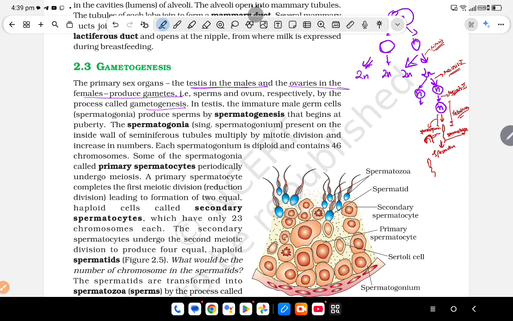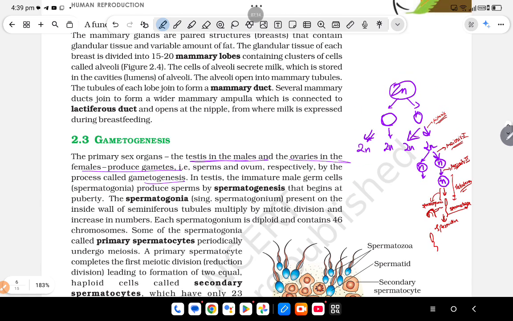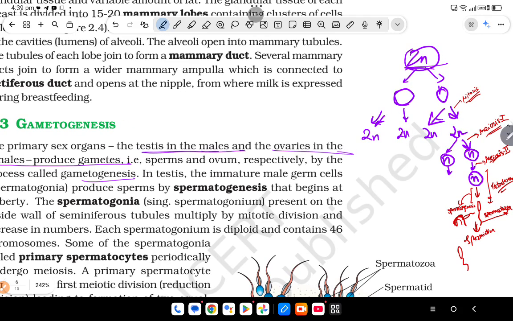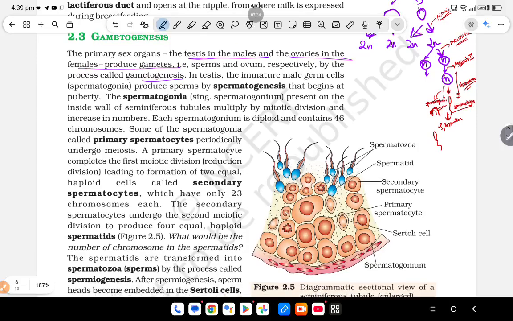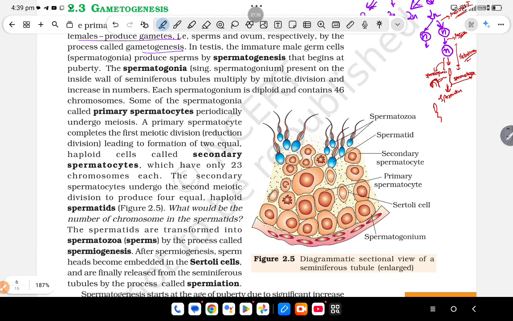They multiply by mitotic division and increase in number. See, this is the spermatogonia, 2n, and it increases in number by mitosis, and each spermatogonia is diploid, containing 46 chromosomes. Some of the spermatogonia, called primary spermatocytes, periodically undergo meiosis, and the primary spermatocytes complete the first meiotic division, leading to the formation of two equal haploid cells called secondary spermatocytes, which have only 23 chromosomes each.